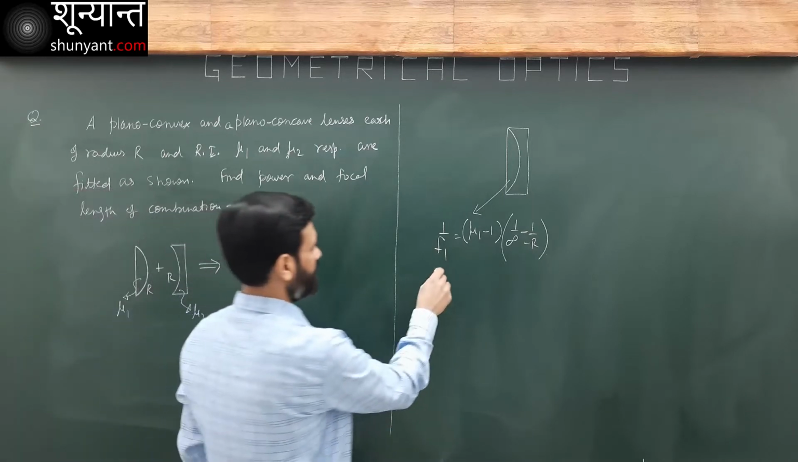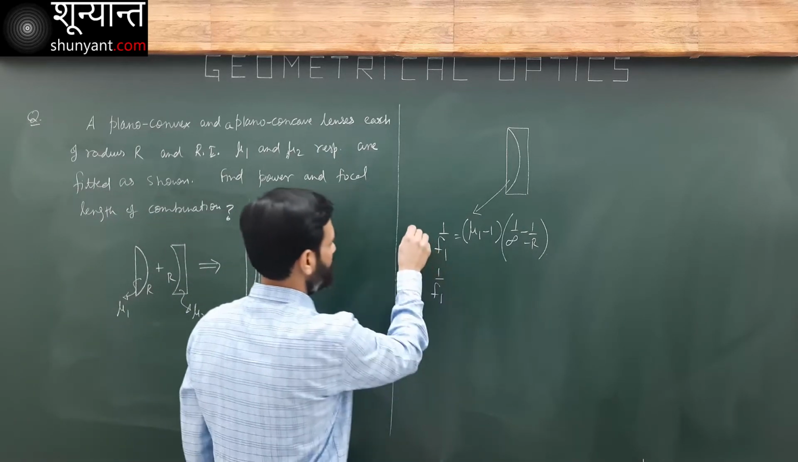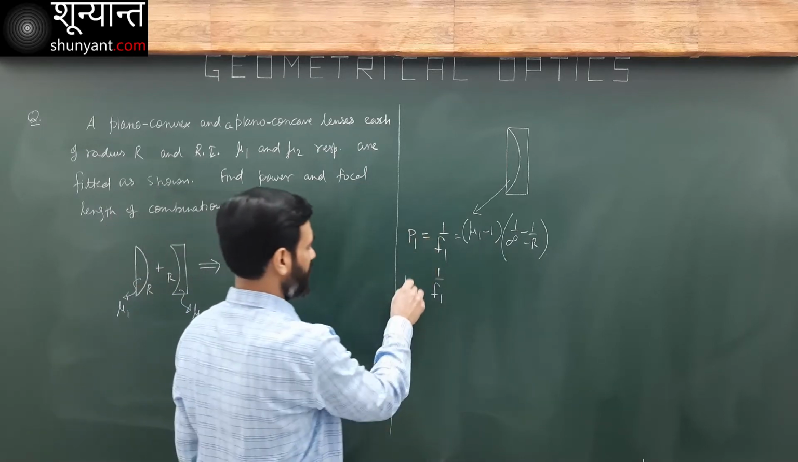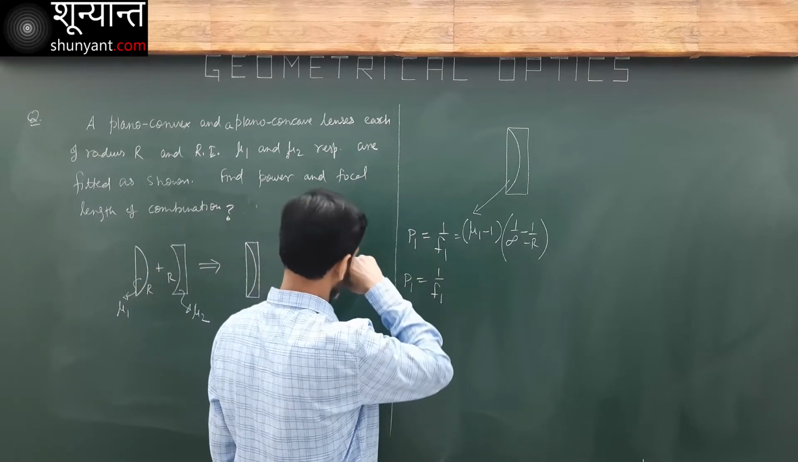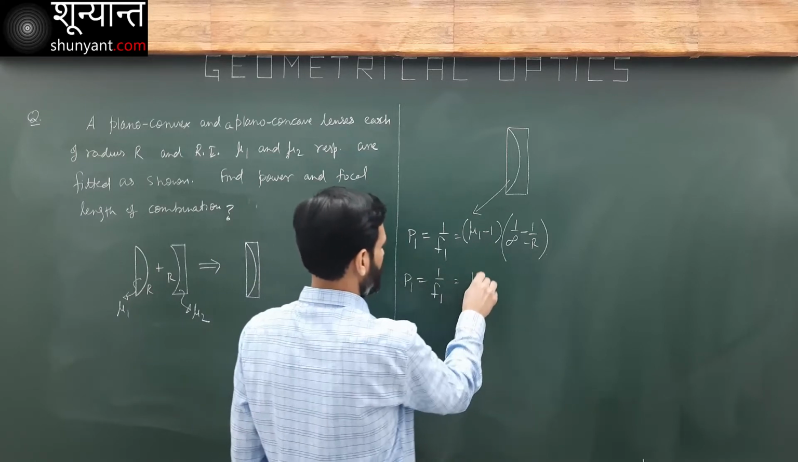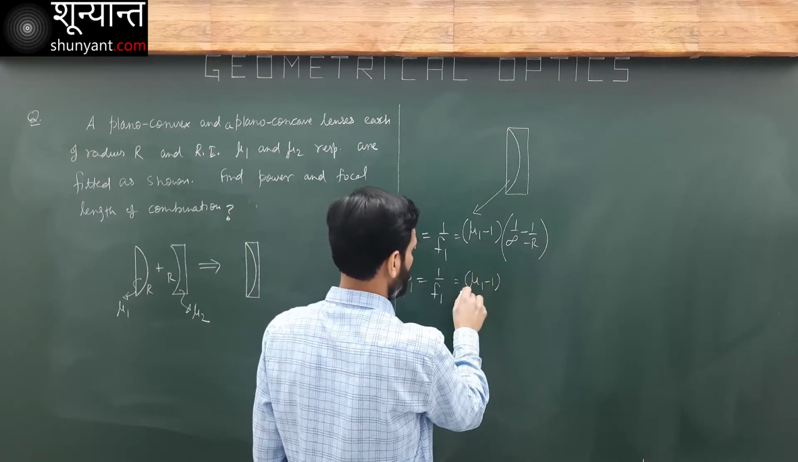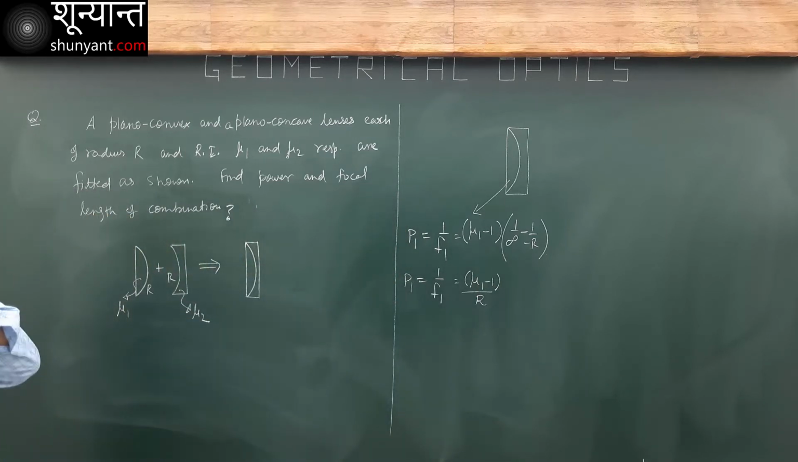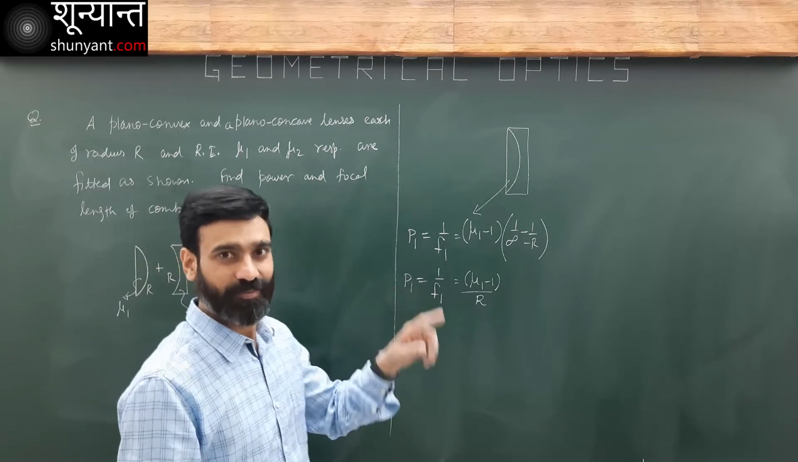Okay, so this is 1 over f1. This is actually power P1. Okay, this is power P1. This is 1 over f1 is equal to mu1 minus 1 over R. Okay, are you getting the same answer? Are you doing it the same way?